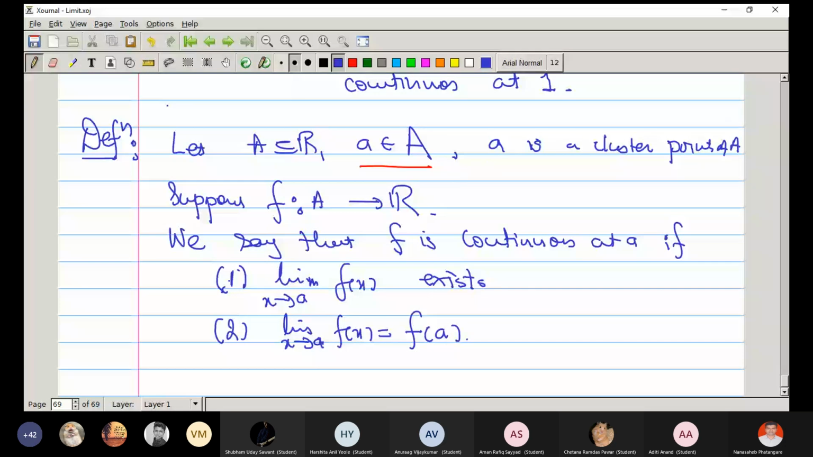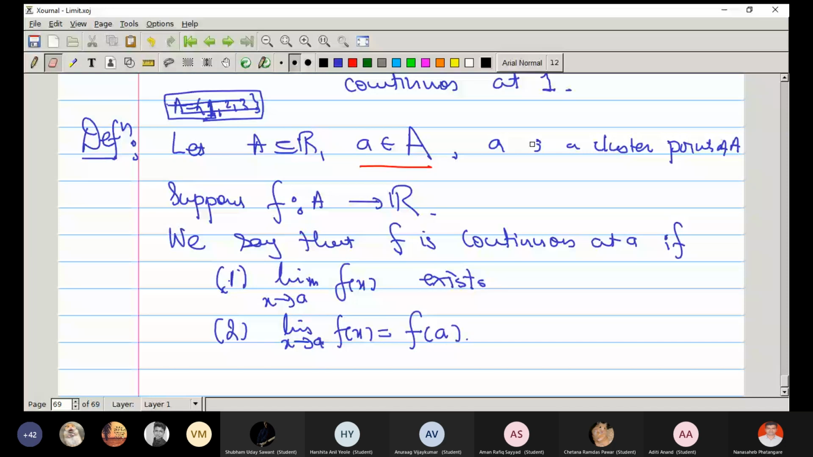because we have already seen the examples that if I look at the set {1, 2, 3}, and you define a function on this set A, still the limit does not exist at 1. Even if the function is defined at 1, 2, 3, the limit does not exist. Do you understand what I am saying? Yes, sir.